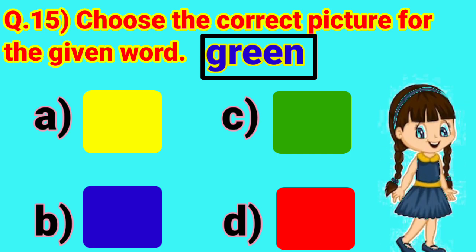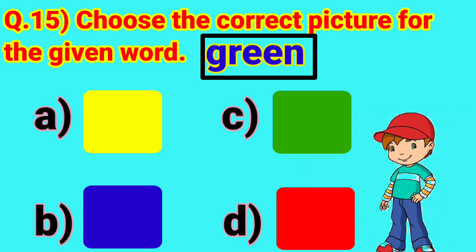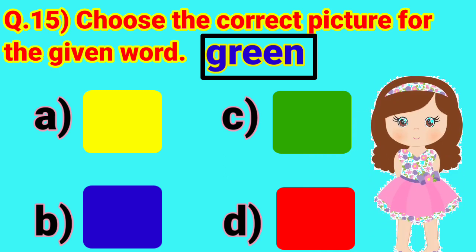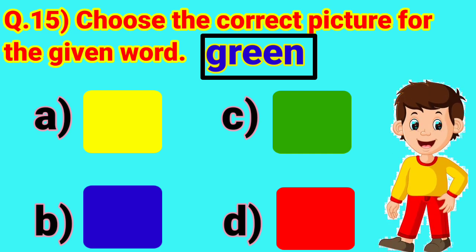Ma'am, option A shows yellow color. Okay, now tell about option B. Ma'am, it is blue color. And ma'am, option C shows green color. Yes, you are right. Now tell about option D. Ma'am, it is red color.